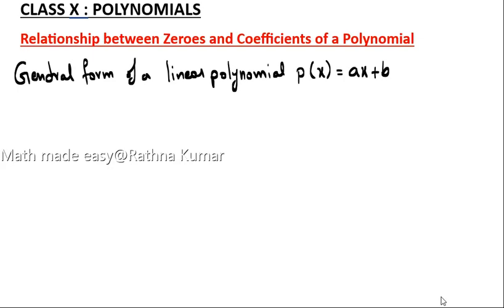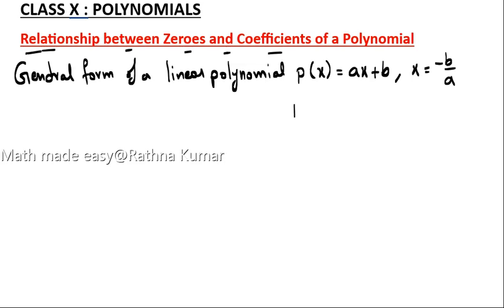In this video we are going to learn about the relationship between zeros and coefficients of a polynomial. For this we will go to a small basic concept from 9th class. The general form of a linear polynomial is p of x equals ax plus b. If the polynomial is in this form, then if you substitute x equal to minus b by a, this will be equal to 0. This you learned in your 9th class.